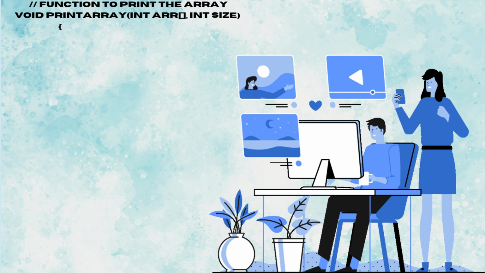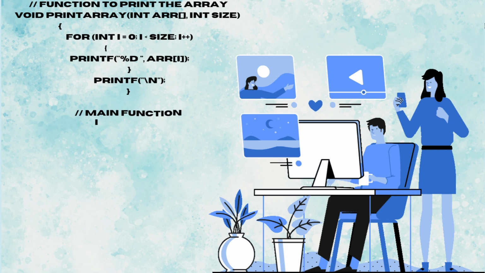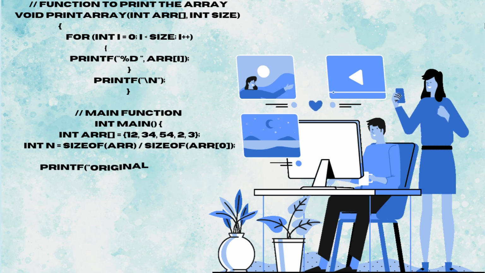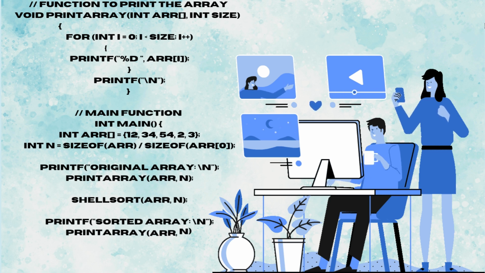Function to print the array. void printArray(int arr[], int size). for (int i = 0; i < size; i++). printf("%d ", arr[i]). Closing curly bracket, printf("\n"), closing curly bracket. Main function, int main. int arr[] = {12, 34, 54, 2, 3}. int n = sizeof(arr)/sizeof(arr[0]).